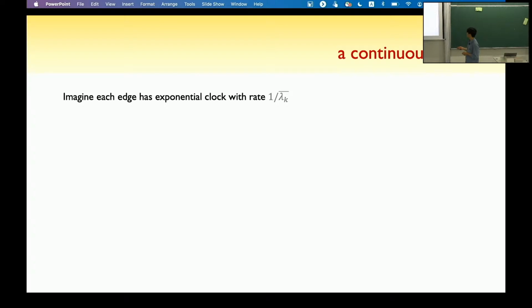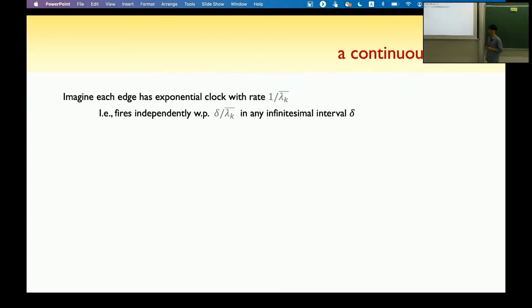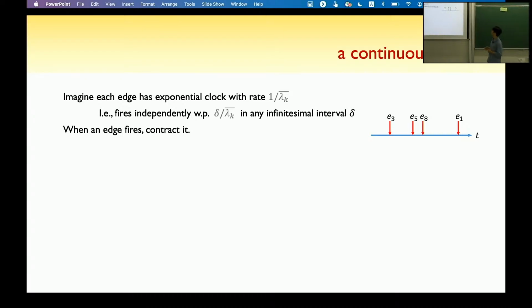At least for me, a slightly more discrete way to think about it is that the entire time is partitioned into intervals of length delta. In each time step of length delta, each edge wakes up, or fires, independently with probability delta over lambda k bar, and when an edge fires, we contract the edge in the usual sense. For example, time flows from 0 to infinity, E3 wakes up first, so we contract it, and then E5 fires, so we contract E5 if it still exists in the graph, and so on.